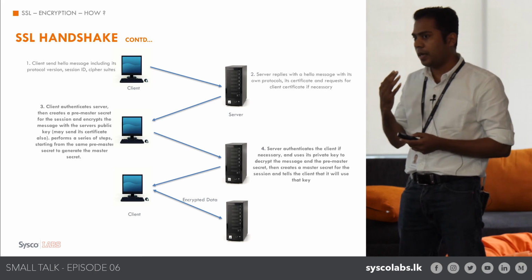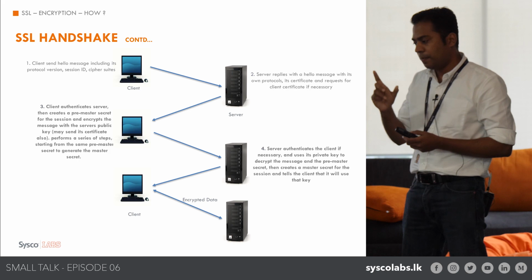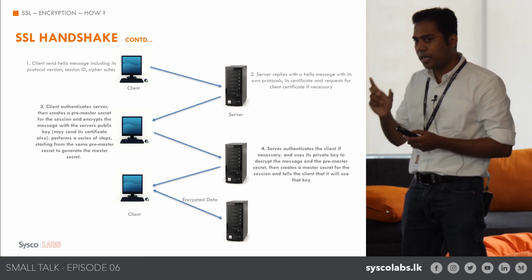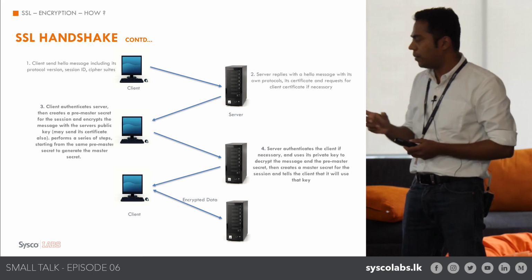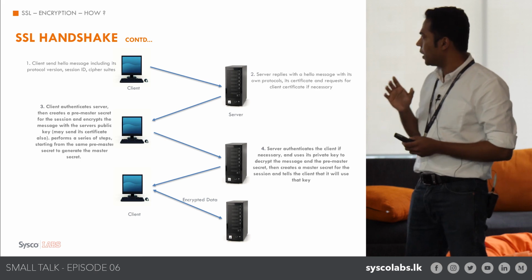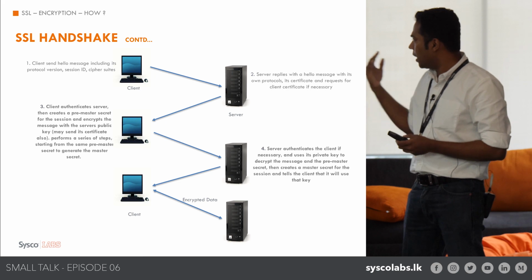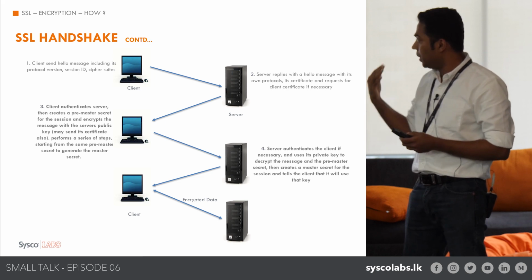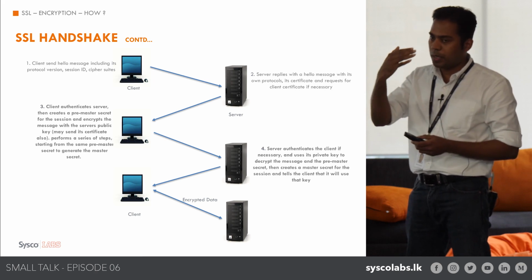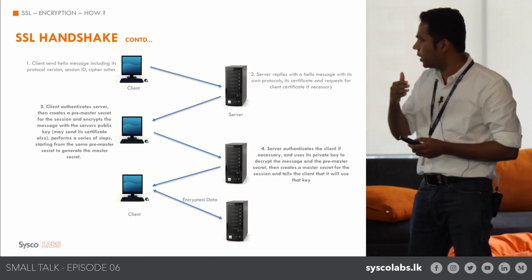If that authentication succeeds, the client will generate a pre-master secret, and that pre-master secret will be encrypted with the public key of the server, because the certificate already contains the public key of the server. So the client will generate the pre-master secret, and it will send that to the server side. Meantime, the client will do a set of operations on top of that pre-master secret, and it will generate the master secret, and it will ultimately generate the session key.